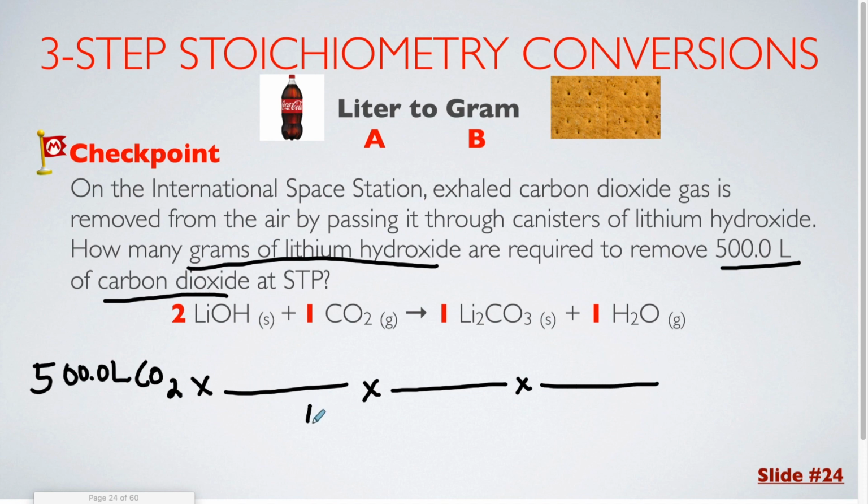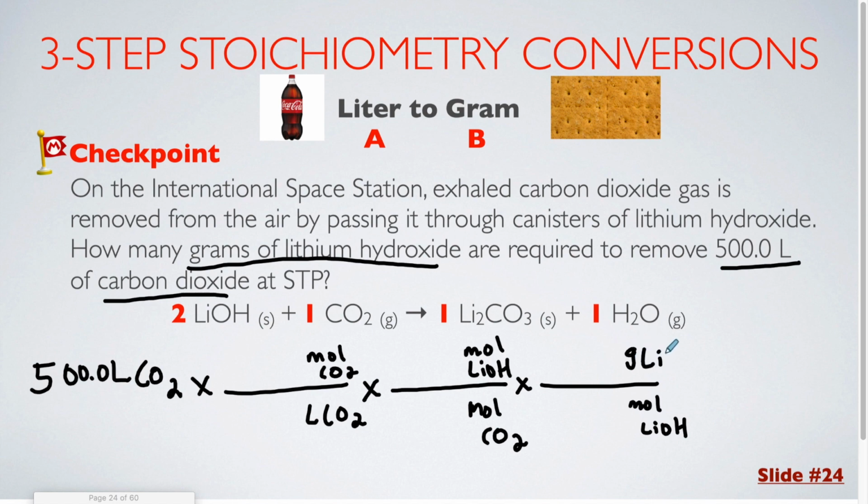I'm going to start by canceling my liters of CO2 on my way to moles of CO2. Then I'm going to cancel out moles of CO2 on my way to moles of the substance that I'm actually looking for, which in this instance is lithium hydroxide. Then I am going to cancel out the moles of lithium hydroxide on my way to grams of lithium hydroxide.